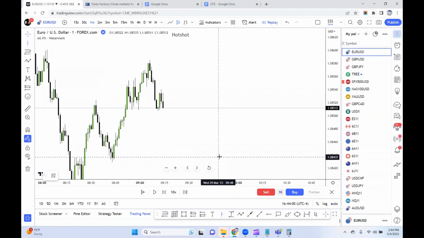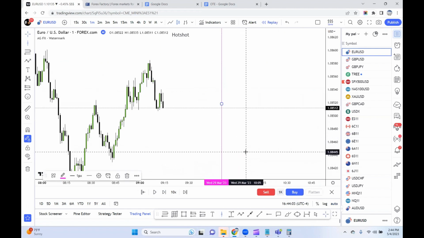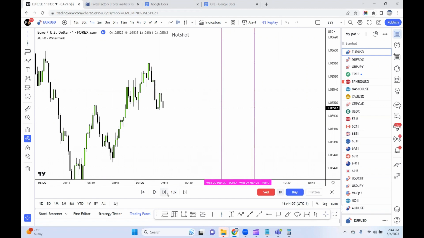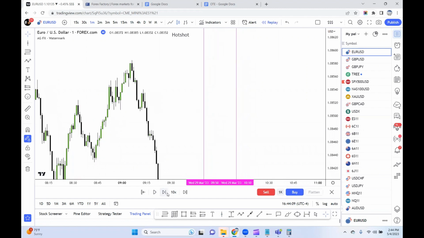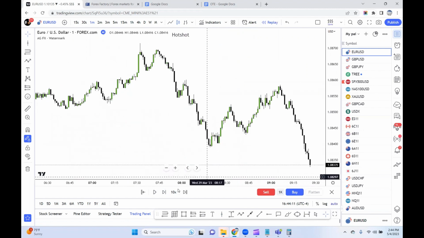Okay, now we're going to drop a line on 9:50. We're going to drop a line on 10:10. This is the time we want to see the run on liquidity. Okay, let's go to that time and let's see that run on liquidity.